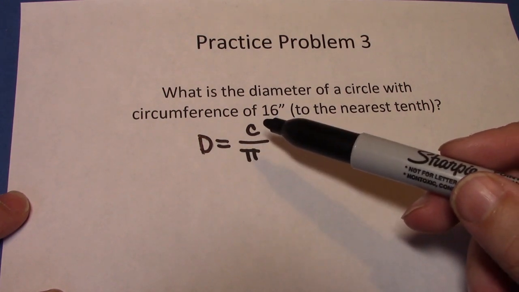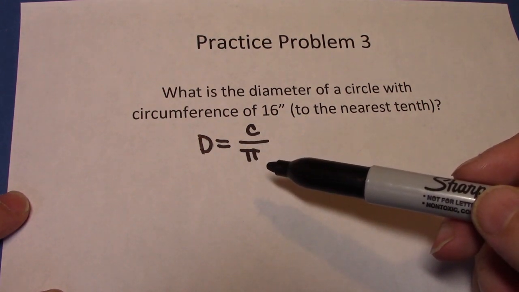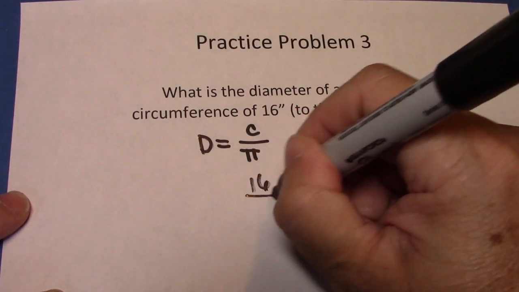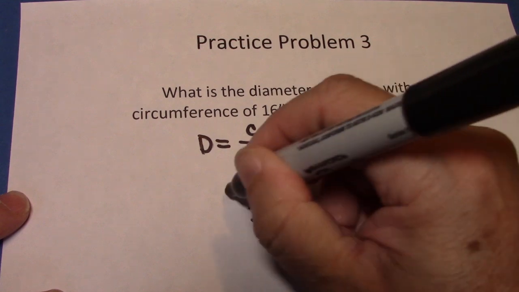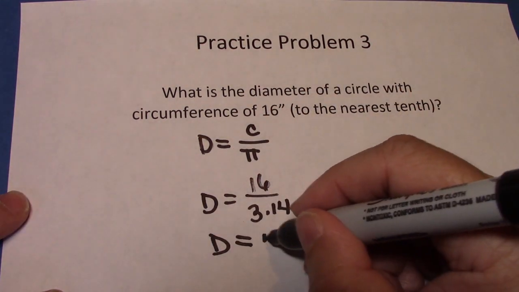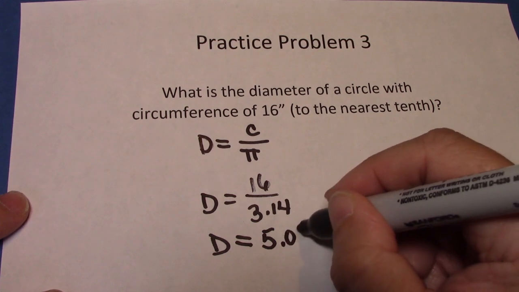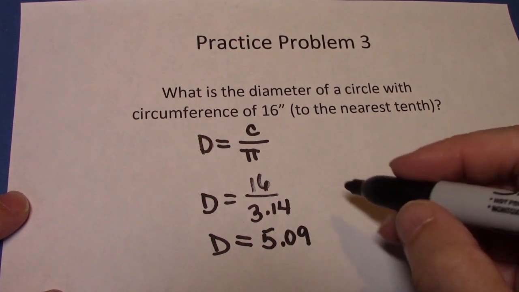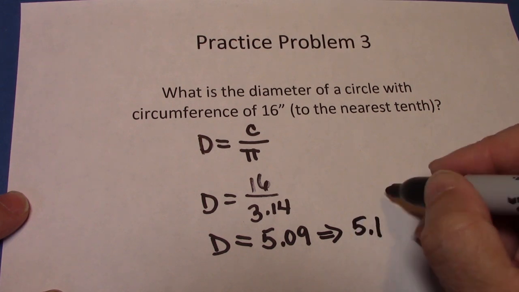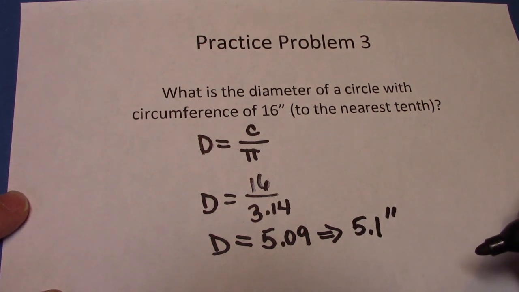Diameter equals the circumference divided by pi. We're told that the circumference is 16 inches divided by 3.14, and we get 5.09. But they asked us to round that to the nearest tenth. It would be 5.1 inches.